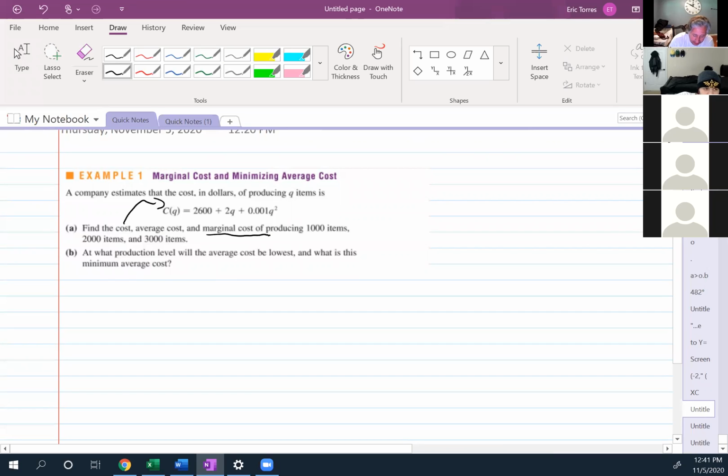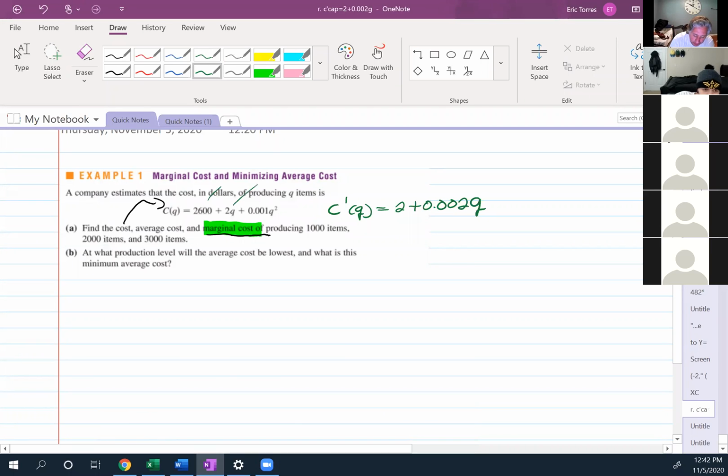Marginal cost is the next easiest thing to come up with. I'm going to come up with that by taking the derivative of my cost function. So the derivative of this function, C prime of q, is 2 plus 0.002q. And again, I'm doing the power function rule. The derivative of a constant is 0. The derivative of 2q is 2. Multiply the exponent and subtract 1 from the exponent. So that is your marginal cost. It's just a derivative.